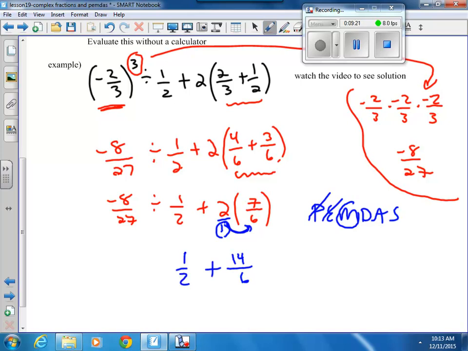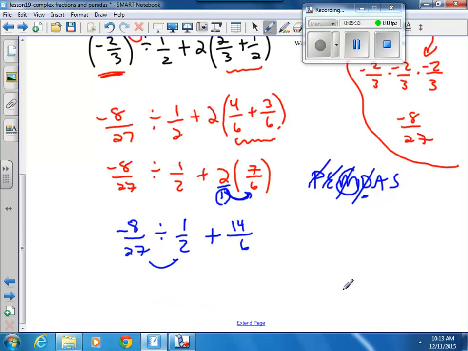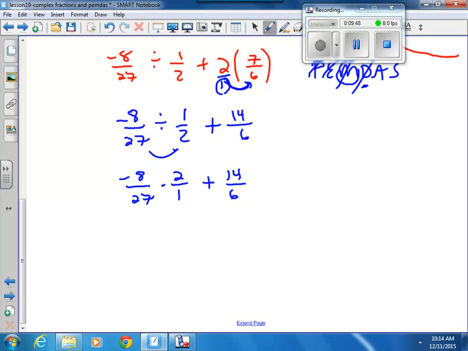Take care of that. And then I'm just going to force myself to write out every little thing. Then take care of division. Well, right here's division, and division really means multiply by the reciprocal, right? So we have negative 8 27ths times 2 over 1 plus 14 over 6. When you arrive there, multiplication dominates addition. And by the way, always watch signs: negative times a positive is a negative. So negative 16 over 27 plus 14 over 6.